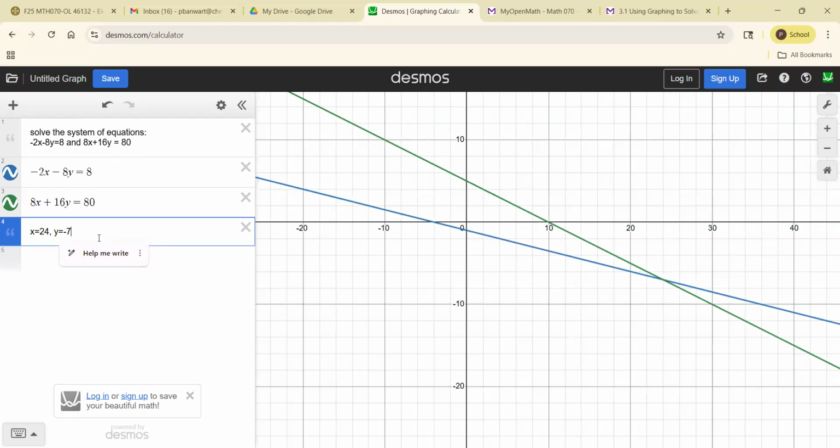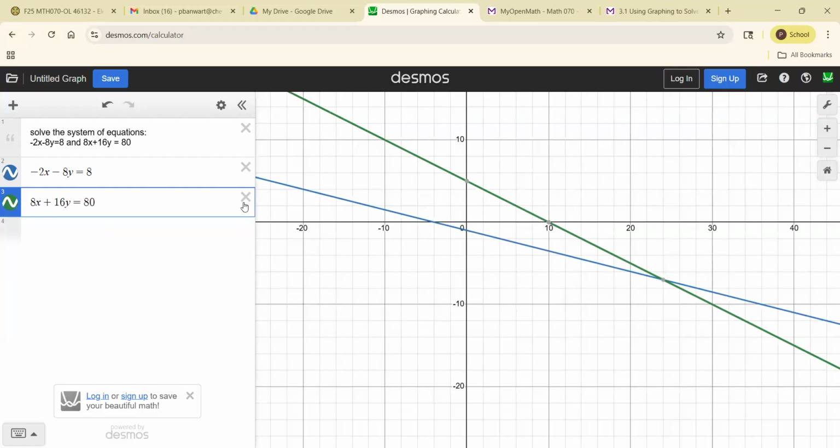And so in your homework, you would write this as (24, -7) in parentheses. That's how you do it. You write one equation, you write the other, you look for where they cross. Desmos will allow you to click where they cross and show you the coordinates, and that's your answer right there.